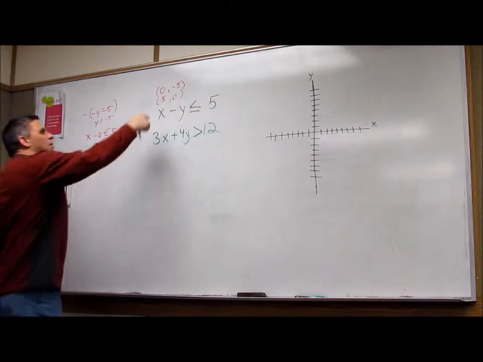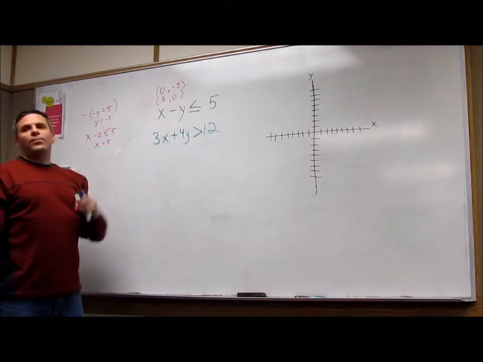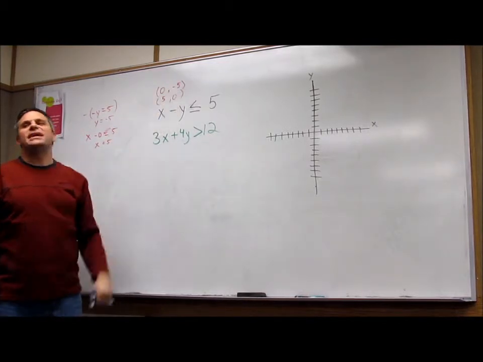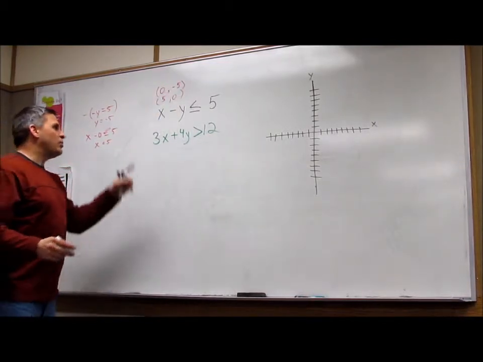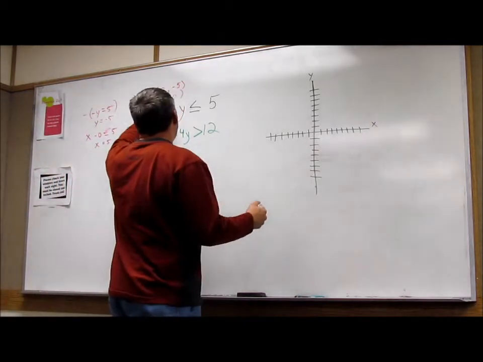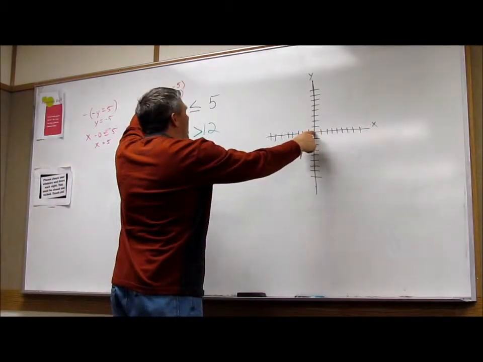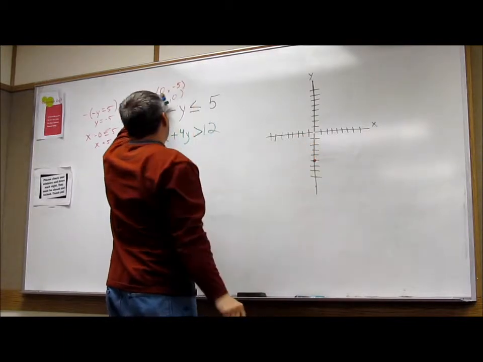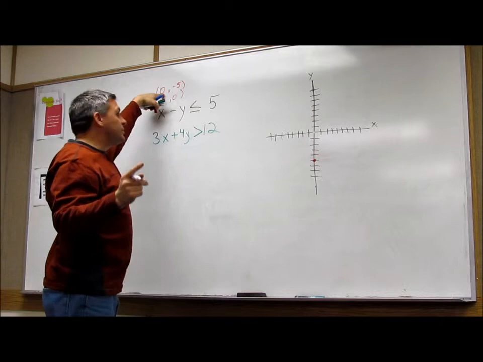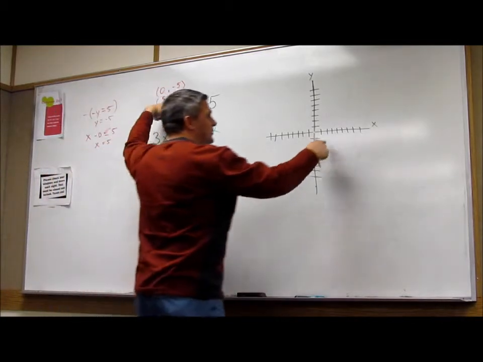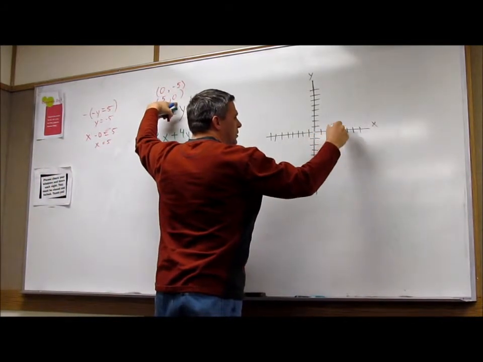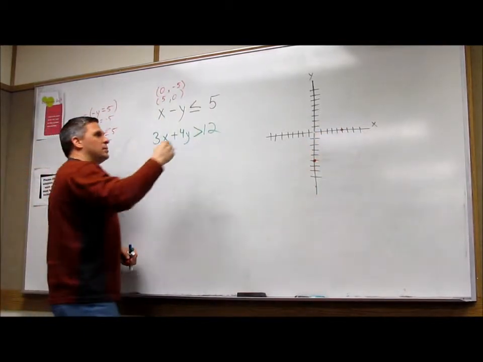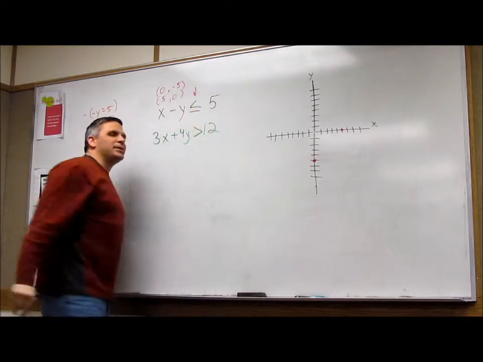So we got 5. When y is 0, x is 5. When x is 0, y is negative 5. Might as well graph it. So when x is 0, y is negative 5, but when y is 0, x is positive 5. And when I draw my line, now it matters. When I draw my line, this tells me what's going on.